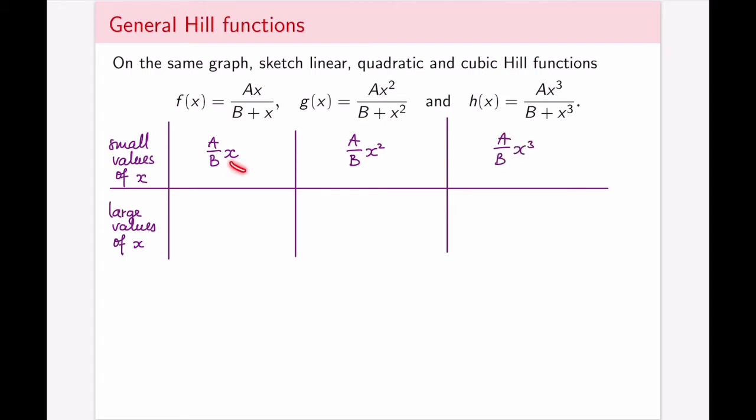Now I see that this is just a line with slope a over b. This is just a parabola that has been stretched or transformed with this factor.